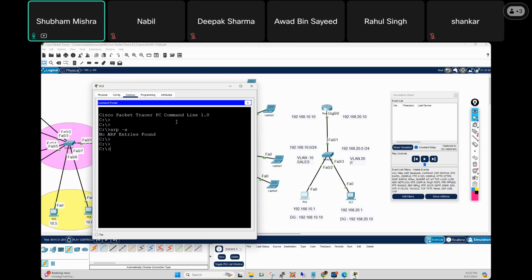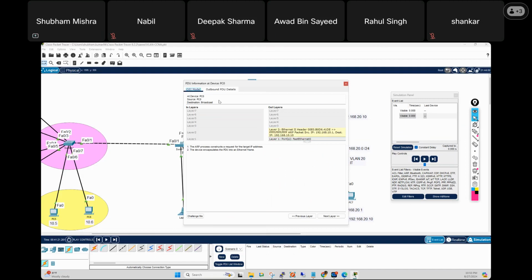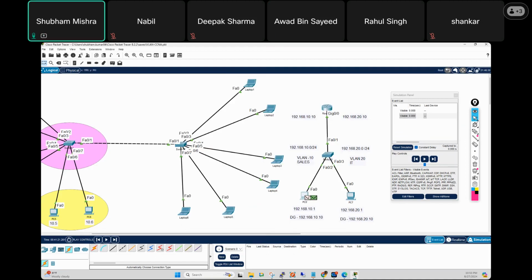Okay. I am writing ping. What is the IP address? 192.168.20.1. Any doubt, everyone? If anyone has any doubt, please let me know. Now it generates 2 packets. I think you already know these things. The first one is the ARP packet, and the second one is the ICMP packet.